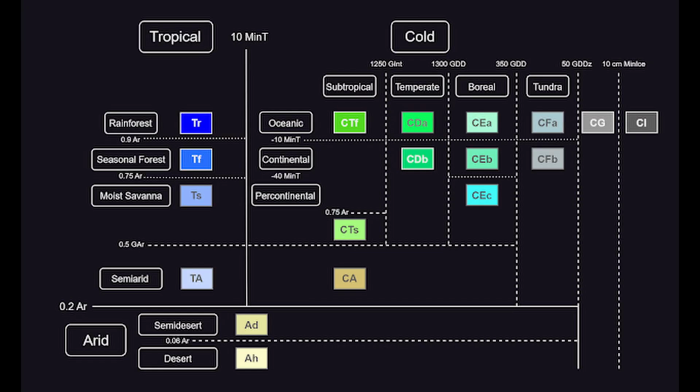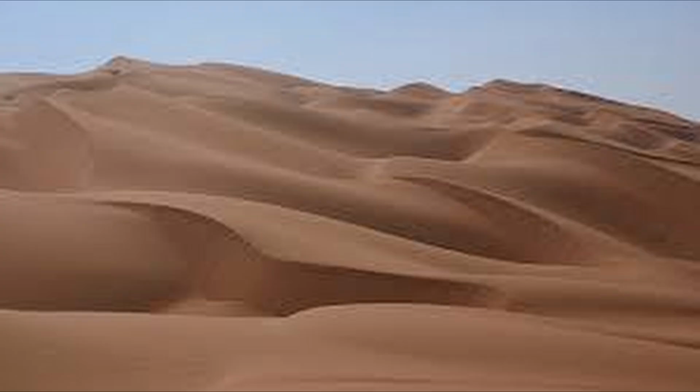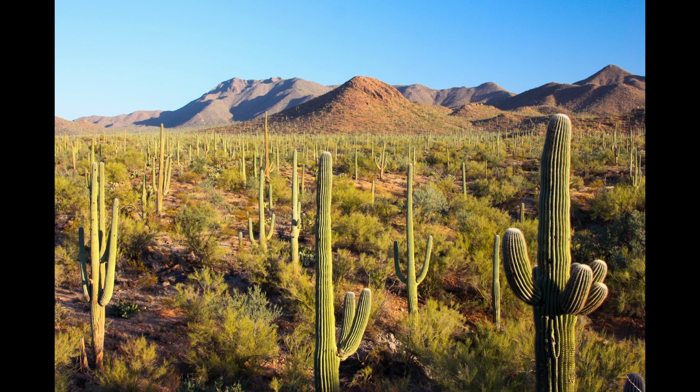In CT zone, some gradation is still possible, so CTF is at 0.75 AR, and CTS otherwise that's not semi-arid, CA. All other zones just jump directly to semi-arid. Eventually, it gets too dry for forests, demarcating the A band. At about 0.06 AR, widespread shrubs can still occur, so the band is split between AD and AH, semi-desert and hyper-arid desert respectively.